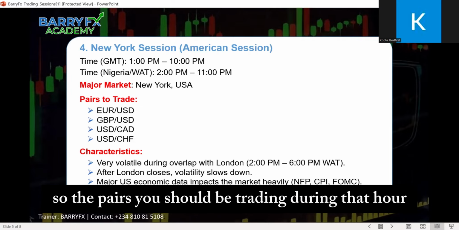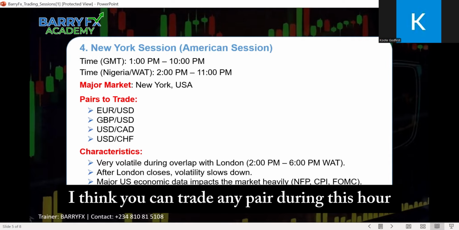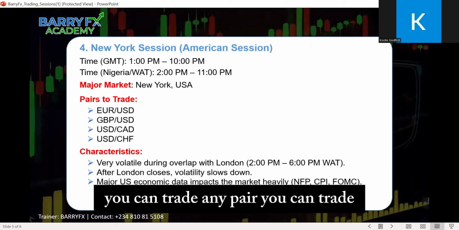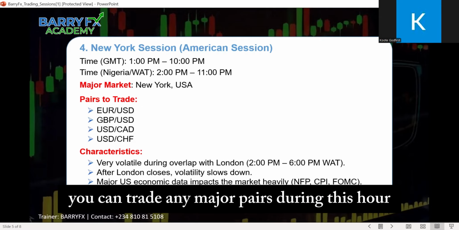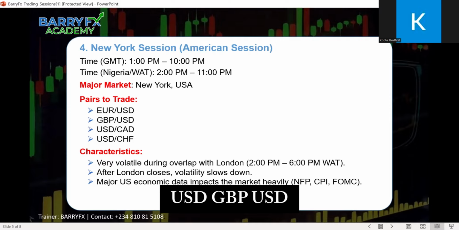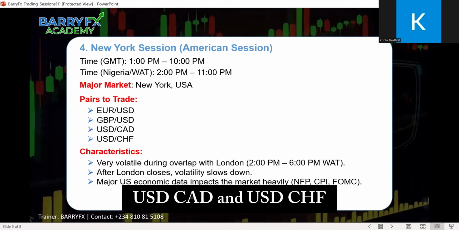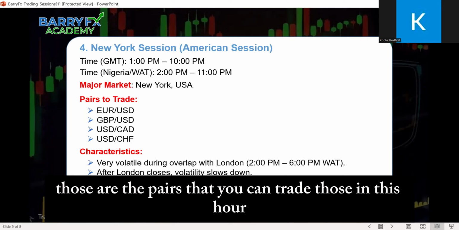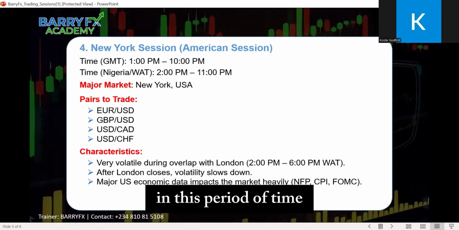So the pairs you should be trading during that hour, I think you can trade any pair during this hour. You can trade any major pairs during this hour. There are pairs to trade as well. You can see EUR/USD, GBP/USD, USD/CAD, and USD/CHF. Those are the pairs that you can trade in this hour, in this period of time.